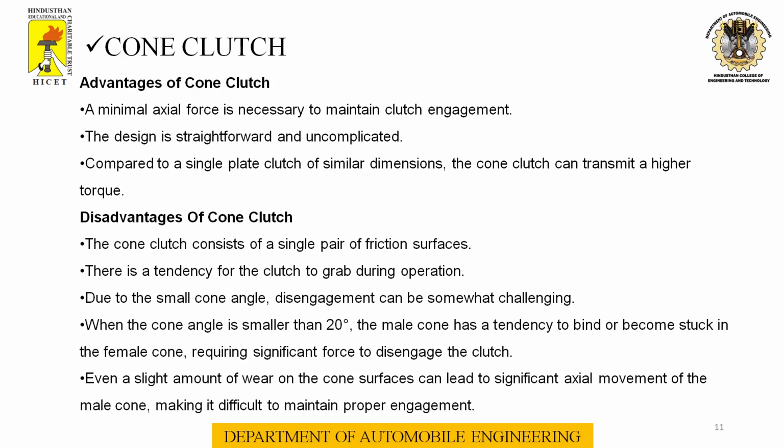Disadvantages: the cone clutch consists of a single pair of friction surfaces. There is a tendency for the clutch to grab during operation. Due to a small cone angle, disengagement can be somewhat challenging. When the cone angle is smaller than 20 degrees, the male cone has a tendency to bind or become stuck in the female cone, requiring significant force to disengage the clutch. Even a slight amount of wear on the cone surface can lead to significant axial movement of the male cone, making it difficult to maintain proper engagement. These are the simple disadvantages listed over here.